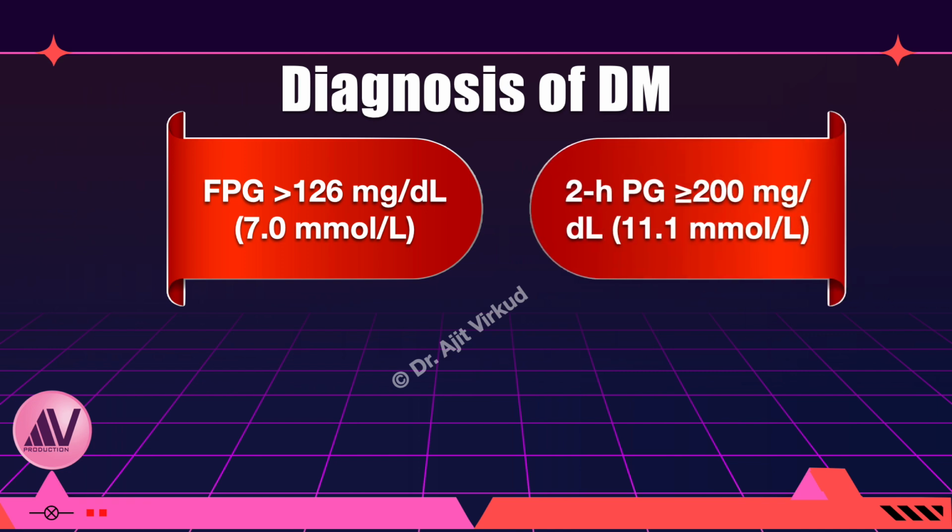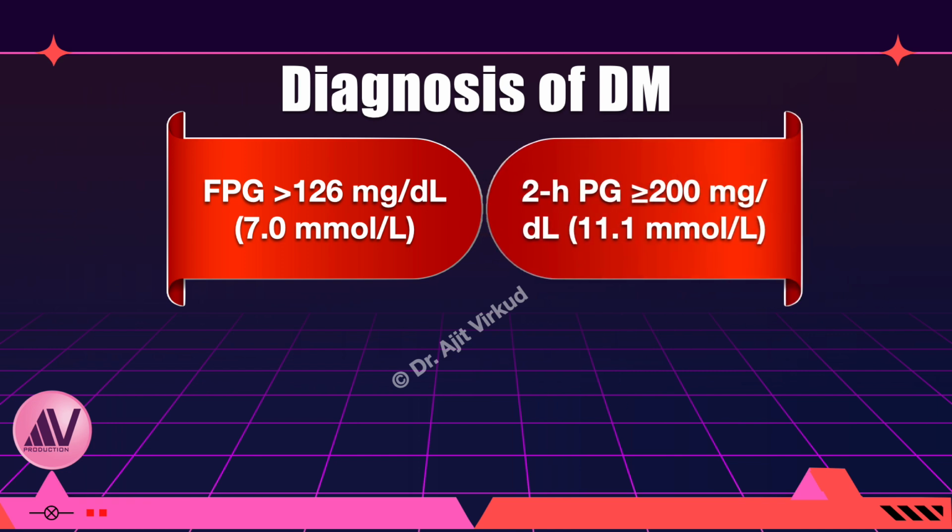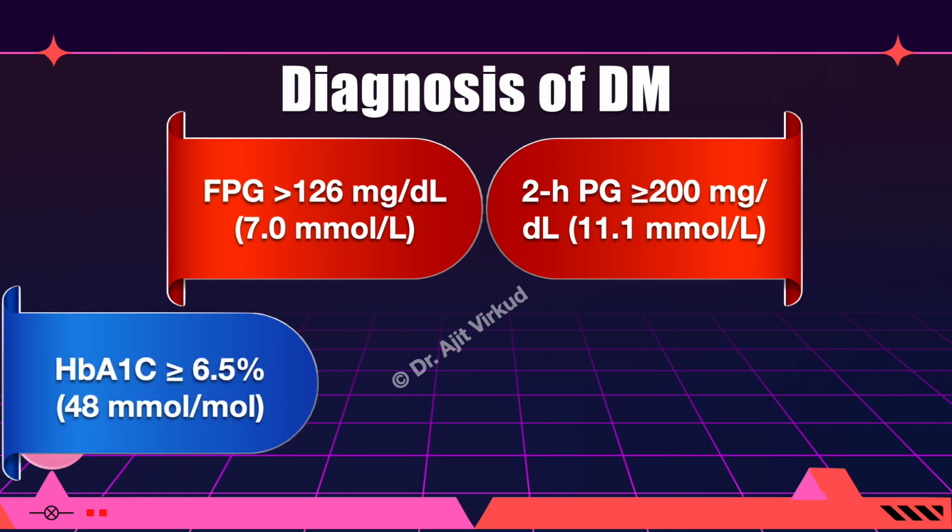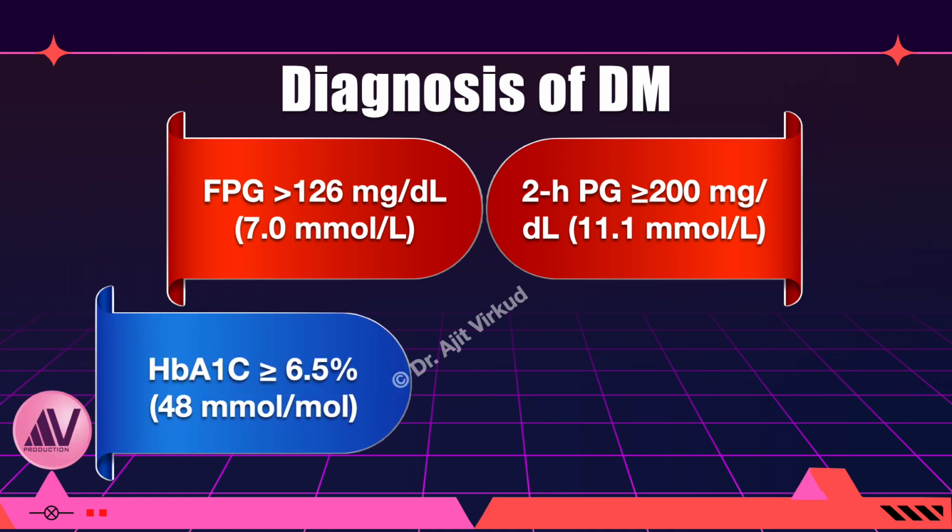Or second criteria, 2-hour plasma glucose greater than 200 milligrams per deciliter, that is 11.1 millimoles per liter during OGTT. The test should be performed as described by WHO using a glucose load containing the equivalent of 75 grams of anhydrous glucose dissolved in water. Or, third criteria, hemoglobin A1C greater than 6.5%, that is 48 millimoles per mole.